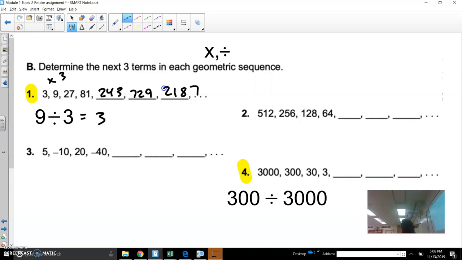So number 4, I'm going to take that second number and divide that first number. And again, this is giving you a fraction 1/10. So you can think about it as dividing by 10. That really is the same thing. But technically, you are multiplying by a tenth. So if I continue this pattern and multiply 3 times 1/10, well, I get 3/10.